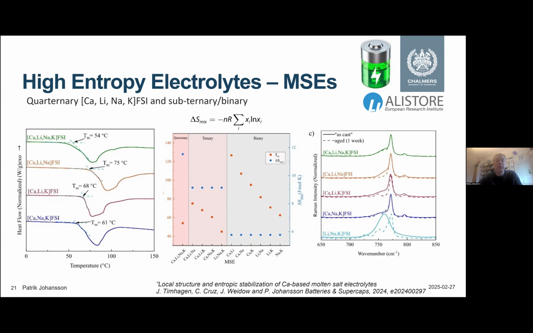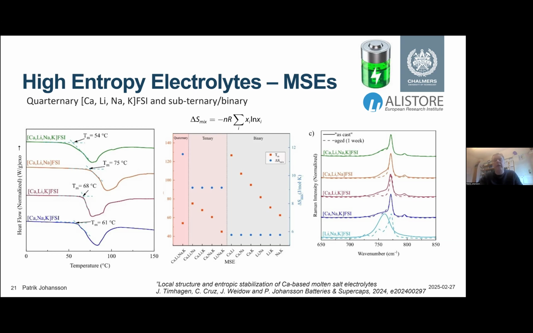We want to accomplish something which, of course, ideally would be liquid at room temperature. Here we have systems that are melting at 54 or even lower for some of the ternary ones. And we can see that this is really a way to create high entropy electrolytes.